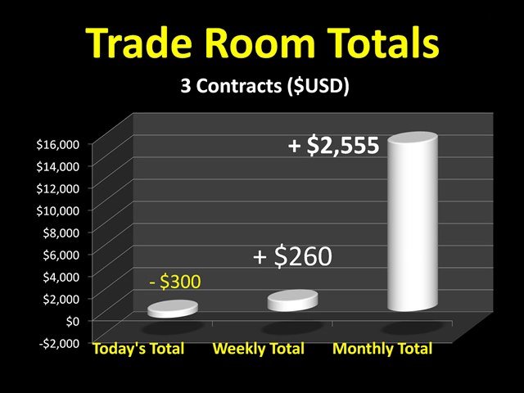Now, of course, that brings our weekly total. We're still up 260 on the week, and our monthly total here is 25.55. This, of course, is on 3 contracts. So we'll keep you guys posted as we make our way through the month of July.